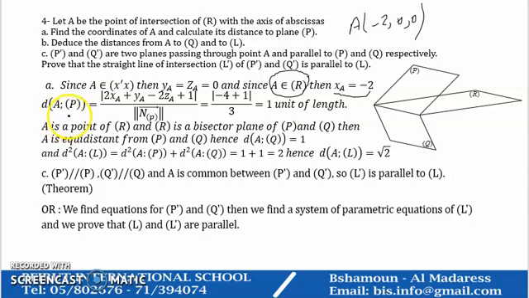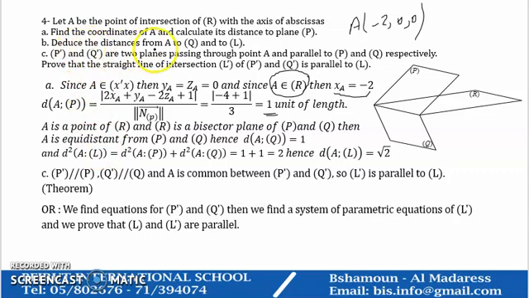Then the coordinates of the point A are minus 2, 0, 0. They ask us to find the coordinates of A and calculate its distance to plane P. By using the formula, the absolute value of u x of A plus v y of A plus w z of A plus r over the modulus of the normal vector, we obtain the distance equal to 1 unit of length.